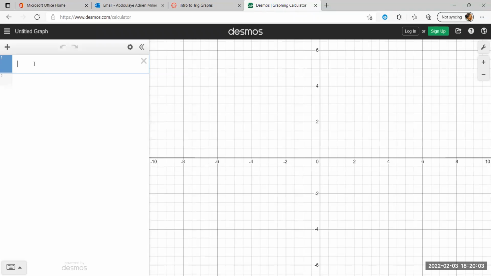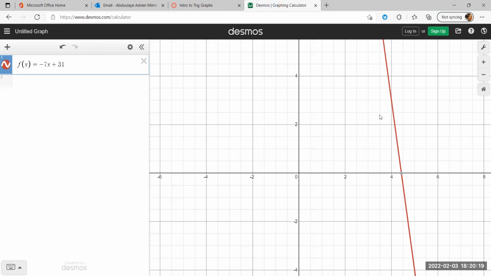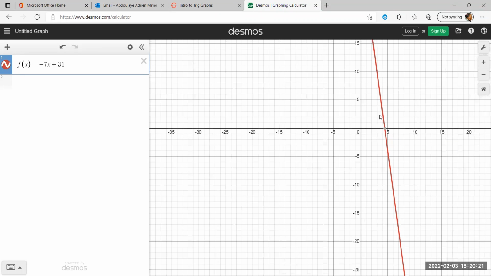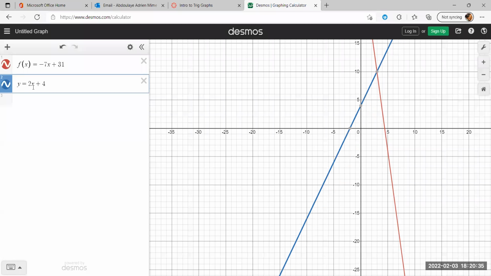The first one we had was f of x equals minus 7x plus 31. As you can see, it is a straight line. So we've got an equation of a straight line because it's in the format mx plus c. The second one was f of x, or I can call it y as well, it's the same thing: 2x plus 4. So either f of x or y equals 2x plus 4.